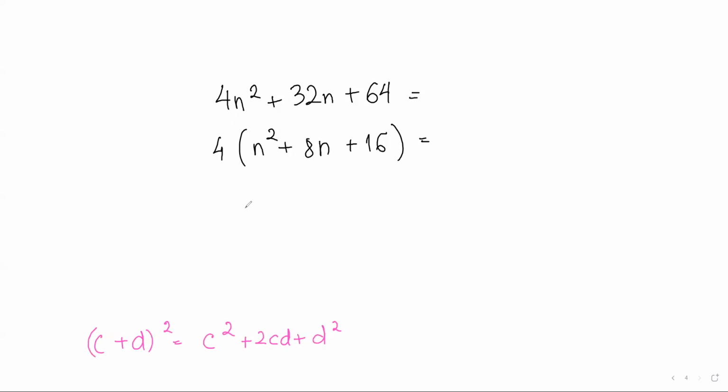So let me say, I suspect that this is n plus 4. And I just need to confirm, let's say, first number squared is n squared, last number squared, 4 squared, and double of their product, 2 times n times 4. Is that going to give me the expression in brackets? n squared, 2 times 4, 8n, 4 squared, 16. Of course, it worked. Great. So that makes it the answer.